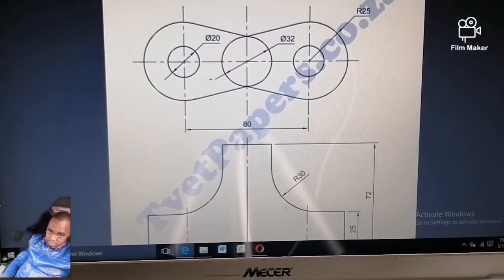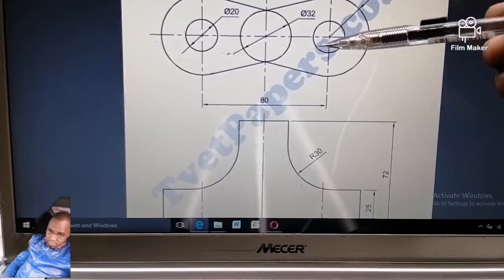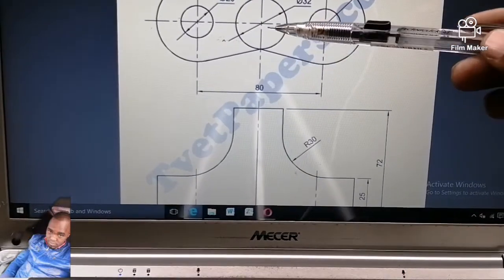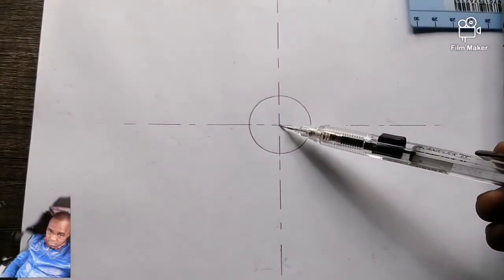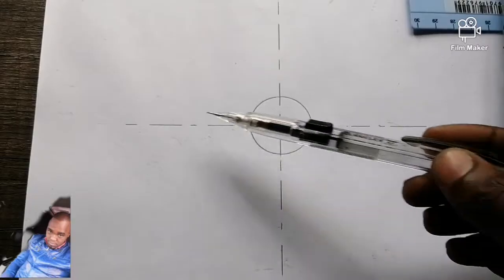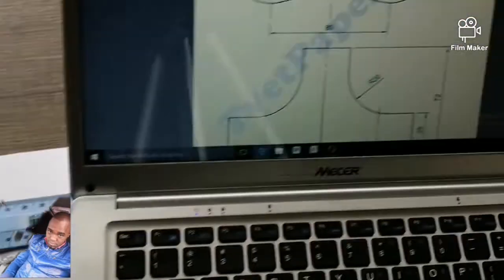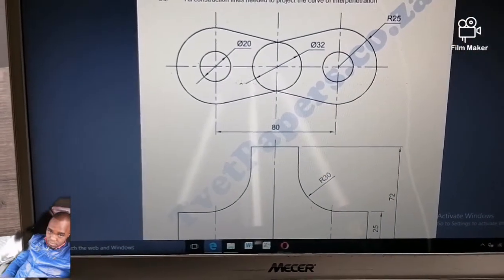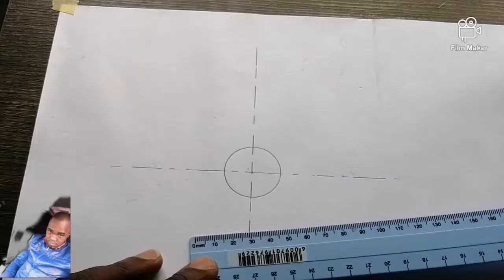Then we are told that from the center from here till here is half of 80, because from here till here is 80. So this 80 is divided into 2, and the same applies to our drawing. We can now measure from here till there half of 80, which will be giving us the two centers. So let's do that like this.